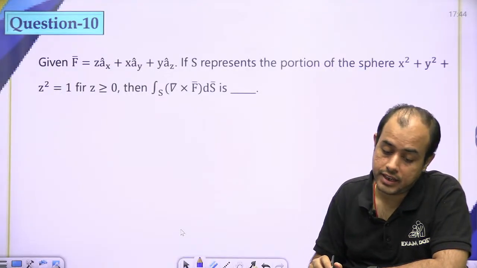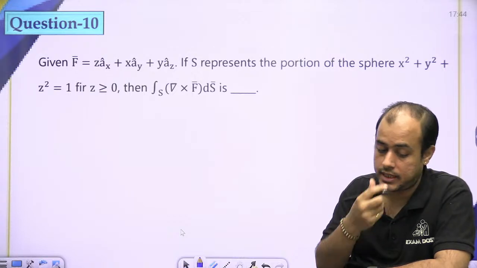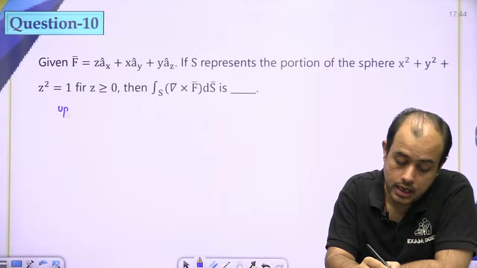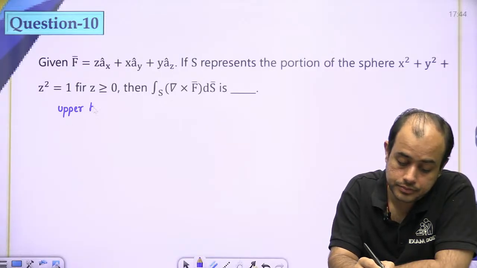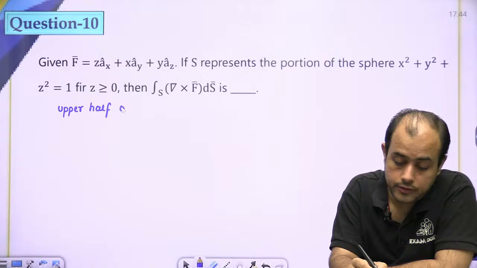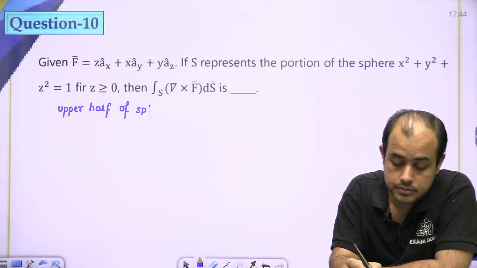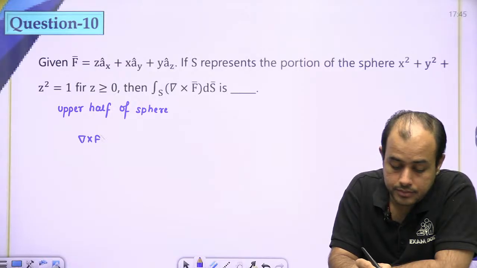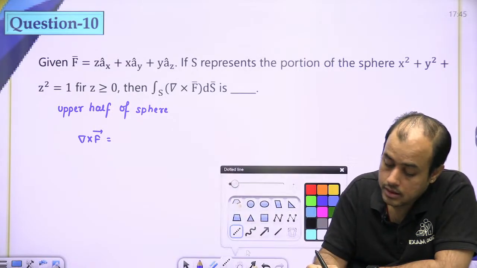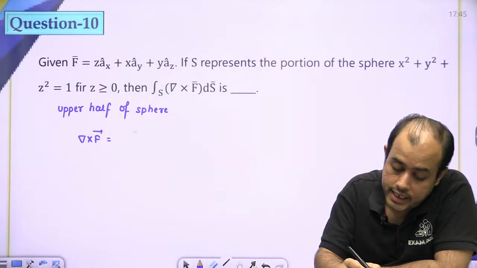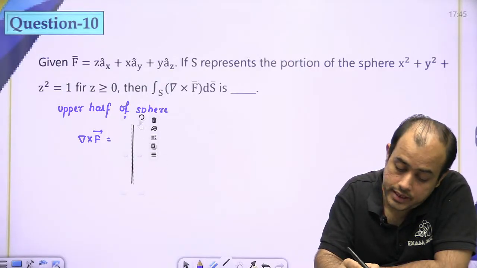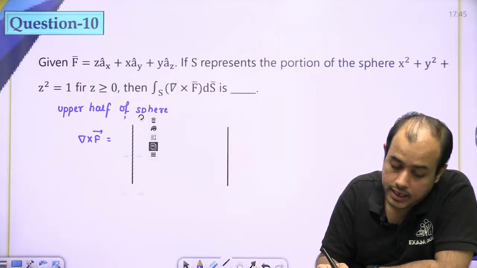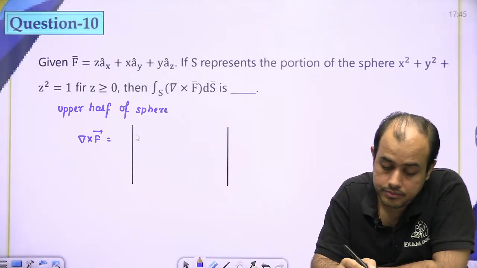Del cross f, where S represents the portion of the sphere for z greater than or equal to 0, that is, the upper half of the sphere. Now del cross f. Now beta, there is no indication that it is a closed surface, so do not go after the divergence theorem. Do not start applying divergence.